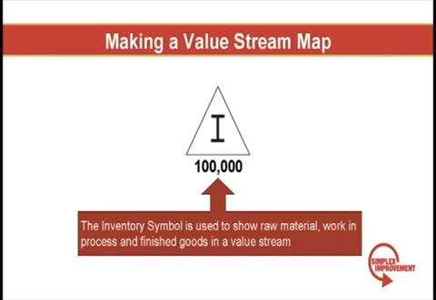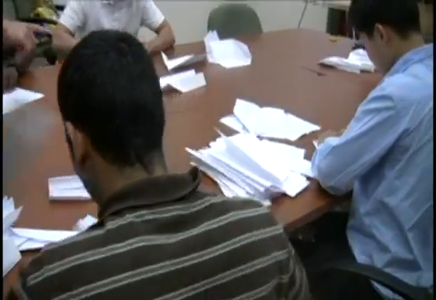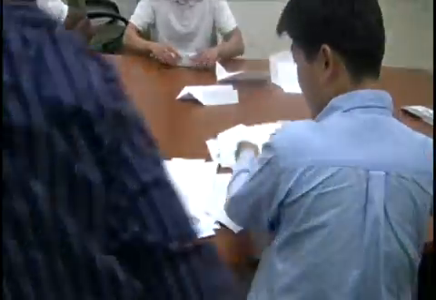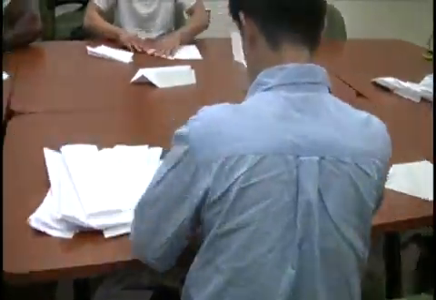Next, this symbol represents how much inventory was produced by a station. The symbol is used to show raw material, work in process, and finished goods of the value stream. Keep in mind that all the inventory produced by a particular workstation may not still be present at that specific site. So while some of Fold 1's inventory may still be in the work area, some of it may have been shifted to Fold number 2's area. It's important to properly account for inventory in the correct bucket.